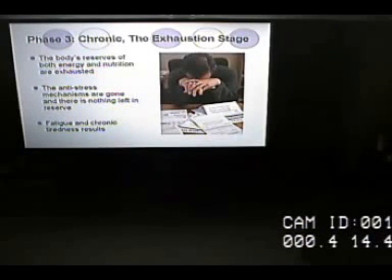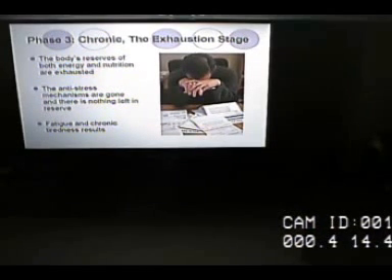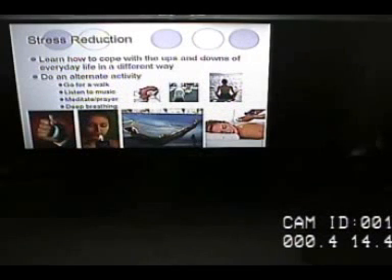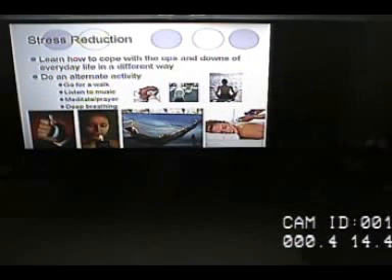The body's just kind of sapped. It says, forget it, I got nothing more to give to you. So fatigue, chronic tiredness results. What can we do? Some of the things we can do is stress reduction: listening to music, going for a walk, meditate, prayer, deep breathing.